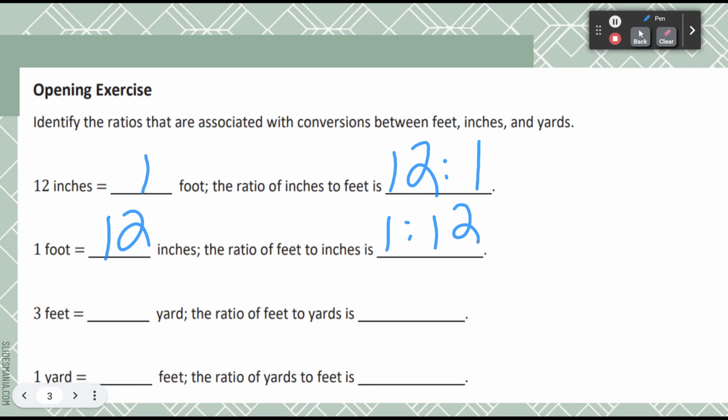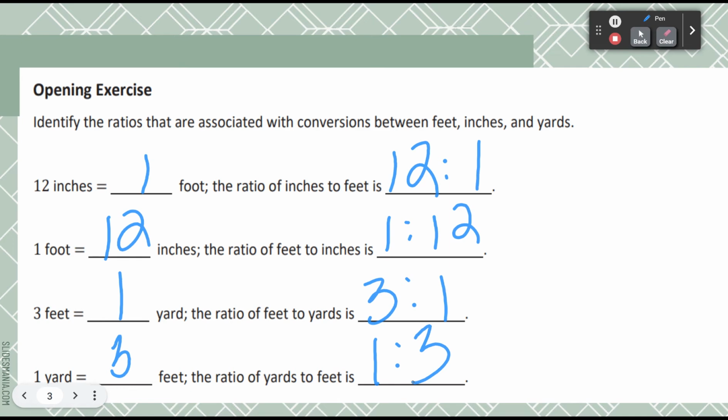So if we look below, we have 3 feet equals 1 yard. The ratio of feet to yards is 3 to 1. And then the reverse of that, 1 yard equals 3 feet. The ratio of yards to feet is 1 to 3. So you guys know how to switch the order of ratios depending on the language that is being used, but we're going to apply this now to some conversions.